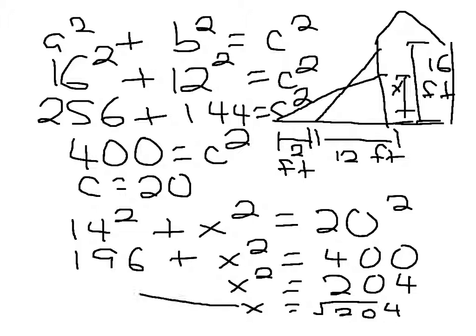And then if we go over here, x would equal the square root of 4 times 51, which is otherwise known as 2 root 51. So the length of the ladder is 2 root 51 feet, or about 14.1 feet long.